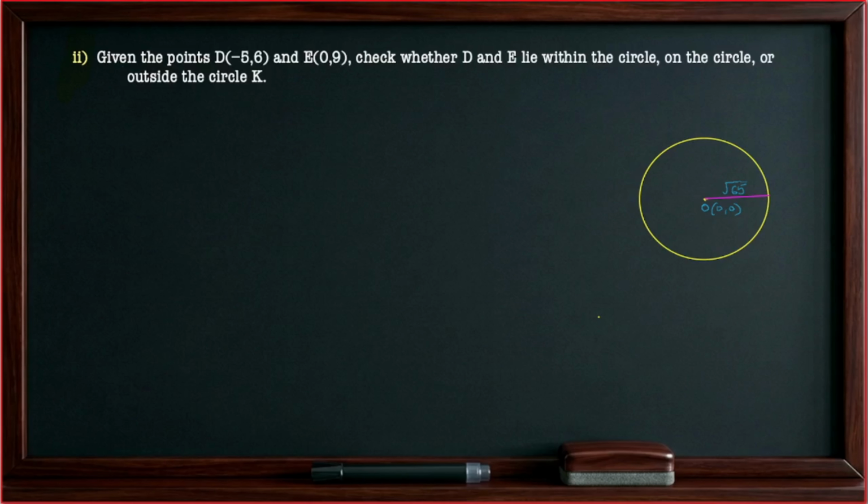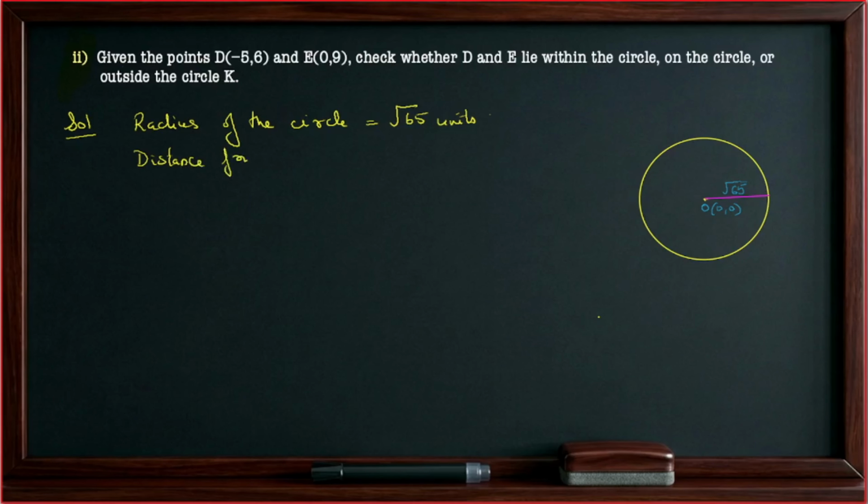From the first part of this question, we found out that the radius of the circle is root 65. So we can write from the first part of this question that the radius of the circle is equal to root 65 units. And using the formula, that is the distance from the origin, we can find whether the points D and E lie inside or within or outside the circle. So using the formula, distance from the origin is equal to root x square plus y square.